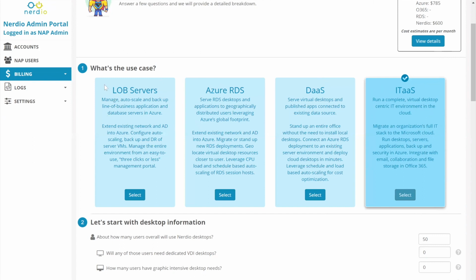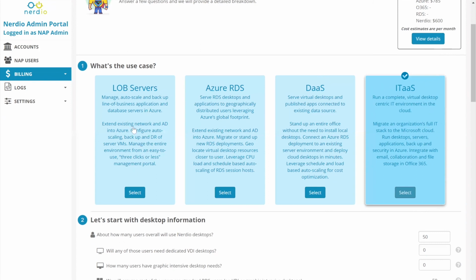The first one we call line of business servers. The way to think about it is it's basically IaaS, or infrastructure as a service, that has no desktop component. The caption, I'll just read it out, says: manage, autoscale and backup line of business applications and databases in Azure, extend existing network and AD into Azure, configure autoscale and backup and DR of server VMs, manage the entire environment from an easy to use 3 clicks or less management portal.